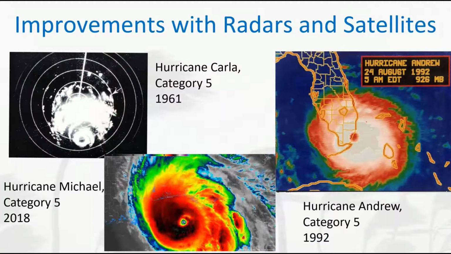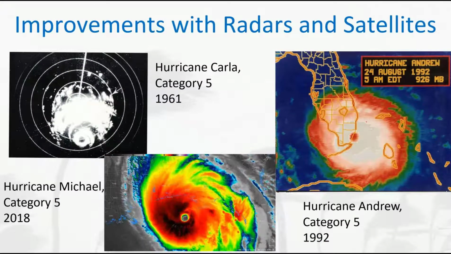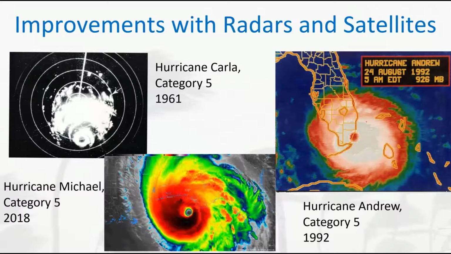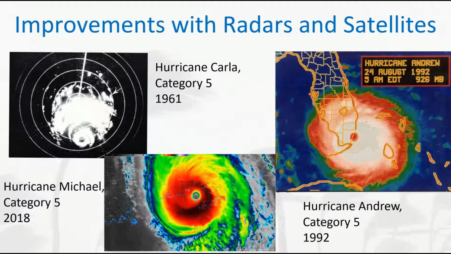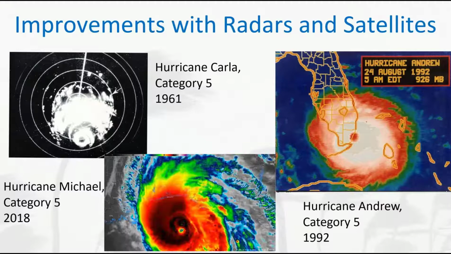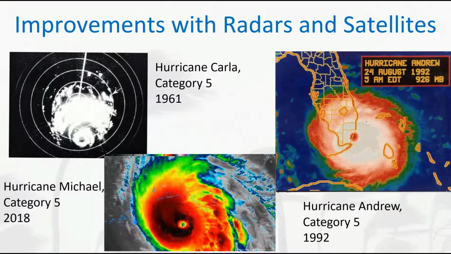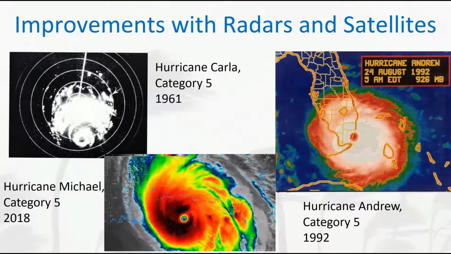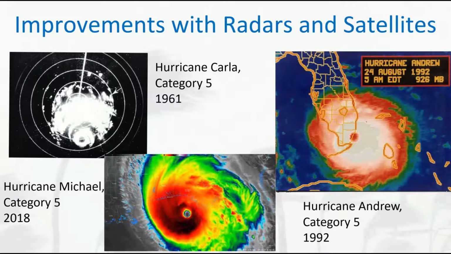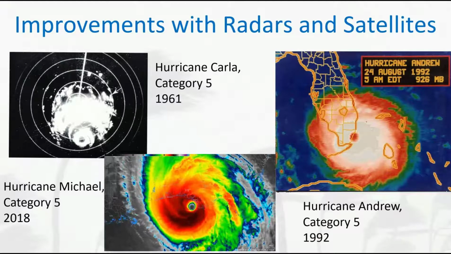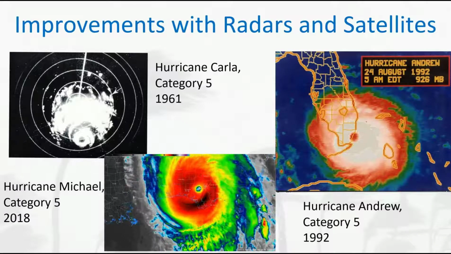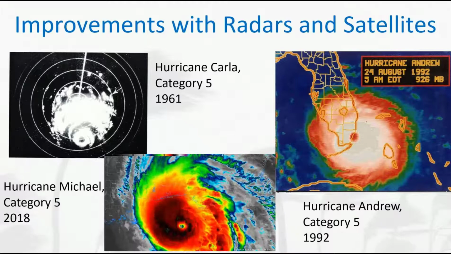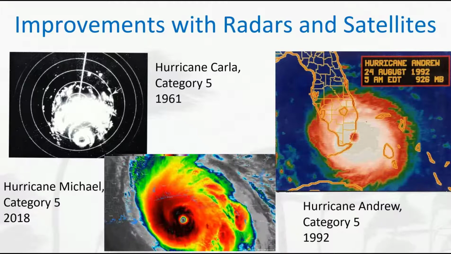Over the years, with improvements in technology, satellite imagery has become tremendously better. On the top left corner is a radar image of Hurricane Carla. Back then, there was no color to signify heavy showers, and the resolution was not very good. In 1992, with Hurricane Andrew, the resolution still wasn't perfect. However, at least the color helped show the different intensities of the thunderstorms.